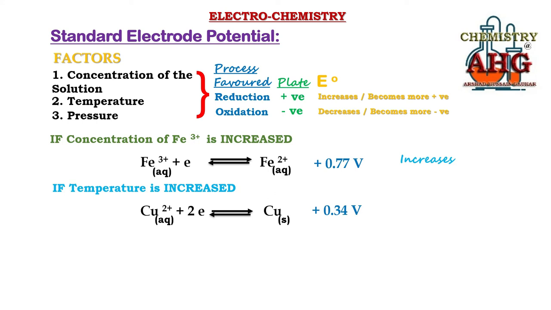When there is oxidation, it means this half cell would become the anode, its plate would get negative charge and its electrode potential value would decrease. Now it has become quite obvious and quite easy for you to decide how the numerical value of standard electrode potential is changed. Now looking forward, let's see another example where we are going to change the pressure.